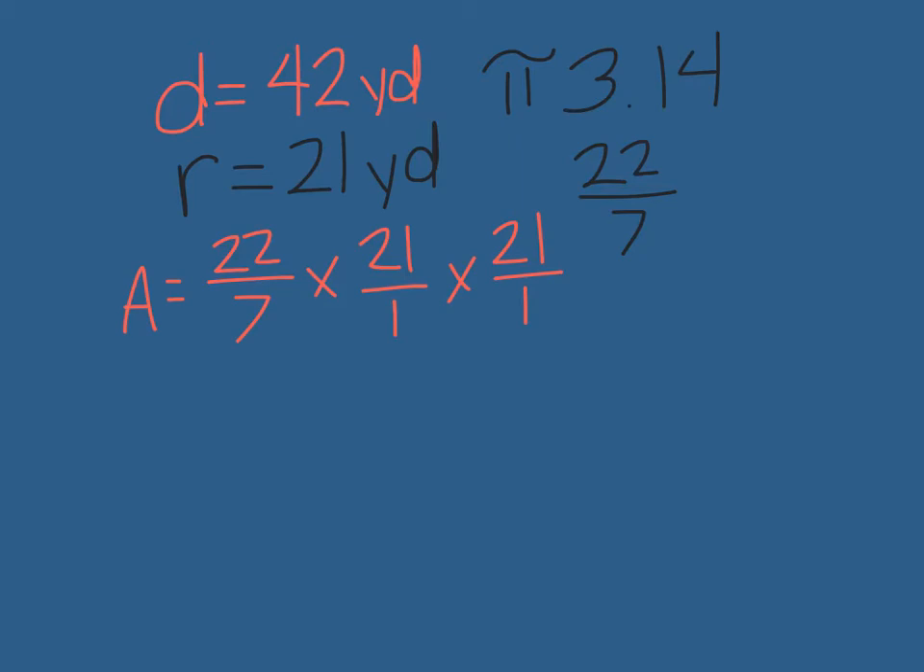So now I can cross cancel here. 7 goes in here 1, and it goes in here 3 times. So now I don't have quite so big of numbers to work with. I'll have 22 times 3 times 21. And when I multiply all of those out, 22 times 3 times 21, the area of this circle would equal 1,386 yards squared.